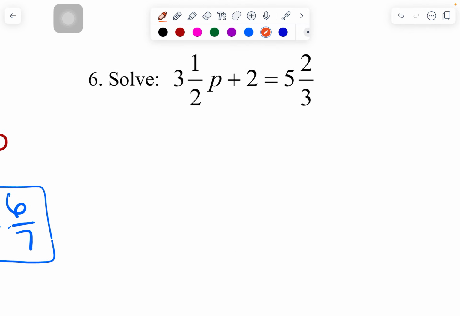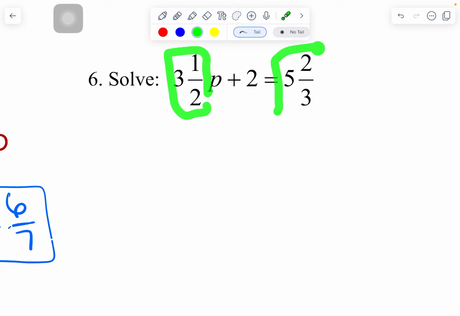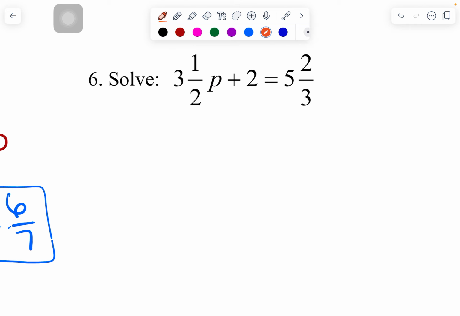And number 6 is a little different than the first two because we're going to do a lot of the same stuff, but before I even want to talk about least common multiple and anything else, I have mixed fractions. I don't like mixed fractions. I've never liked mixed fractions. And especially in this situation, I don't want to work with mixed fractions. So I am going to take these mixed fractions and I'm going to turn them improper.